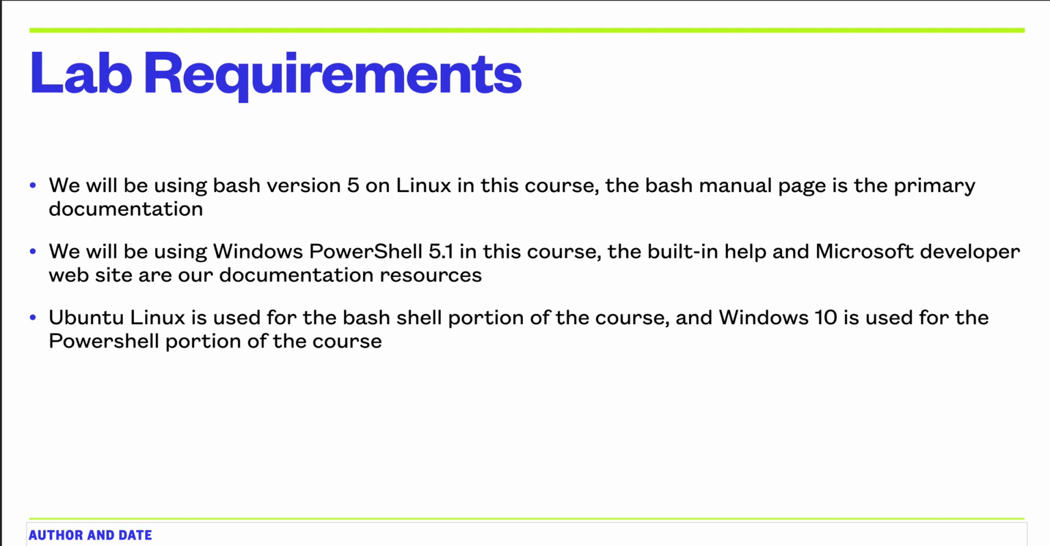For our labs, we're going to use Bash version 5 in Linux. We're going to use Windows PowerShell 5.1. The expectation is that you'll use Ubuntu Linux for the Bash portion of the course and Windows 10 for the PowerShell portion. This course is broken pretty much exactly in half. The first half of the course, we are going to be working in Linux on Bash. When that is done, we're going to work in Windows on PowerShell. We are not going to mix the two. They are quite different, and it will be very difficult to work on both at the same time. So ensure that you have your work on Bash completed before beginning the PowerShell portion of the course.